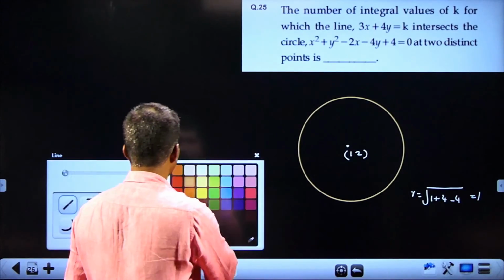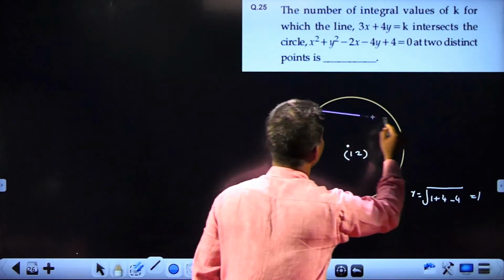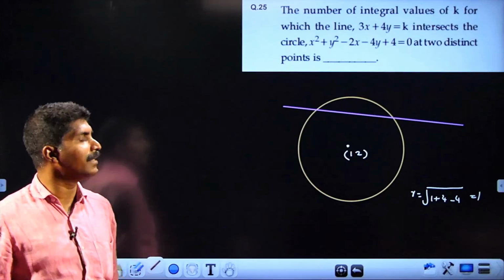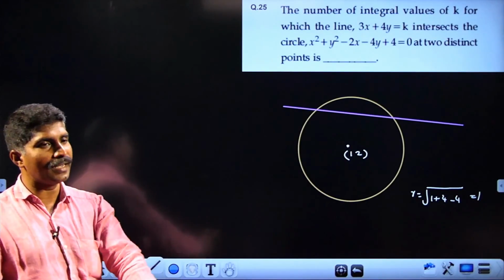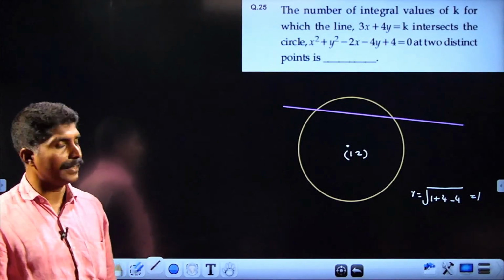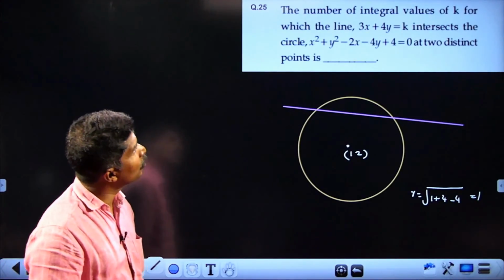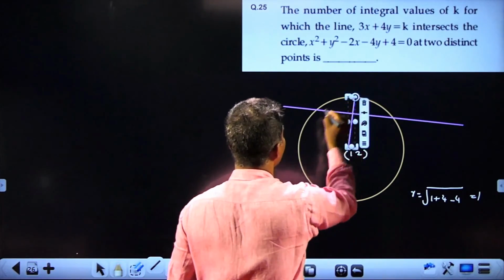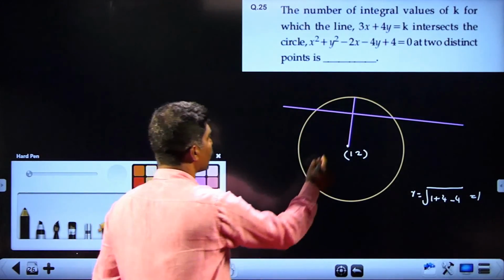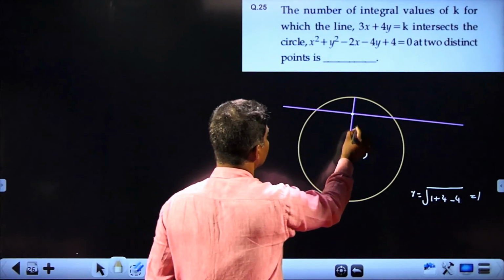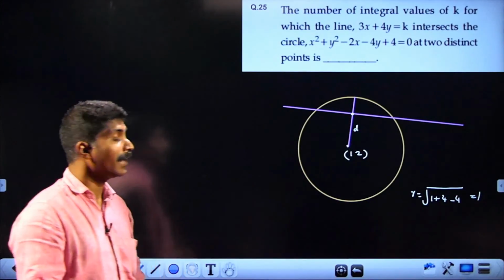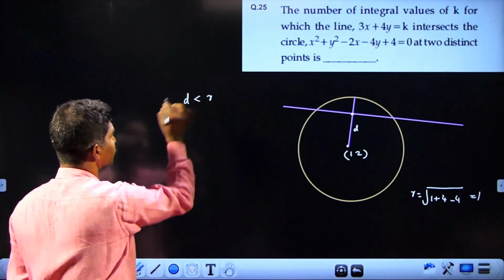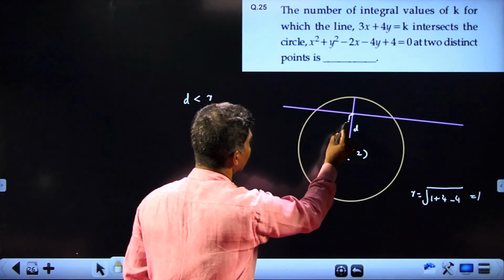Okay. Again there is a line. You have to learn by heart the different concepts they are considering for a line and a circle. A line can be a secant line, can be a tangent line, it can be a non-intersecting line. So, here is an intersecting line, intersecting at 2 points. In that case, what condition will you apply? Radius and perpendicular distance, what is greater? We can see that the radius is greater. So the perpendicular distance d is less than the radius.